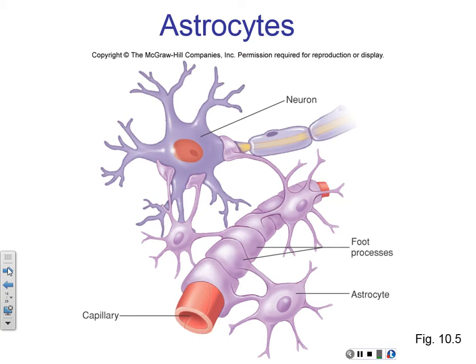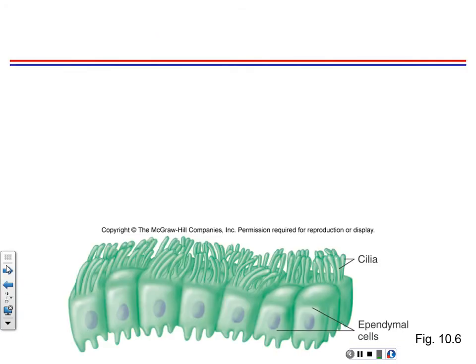Here's a good diagram showing you how astrocytes work. You see the cell body here, and this is a neuron, and then you've got an astrocyte cradling, pretty much anchoring, the neuron to the blood supply, so that it's close to the capillaries, providing oxygen, nutrients, and so forth.